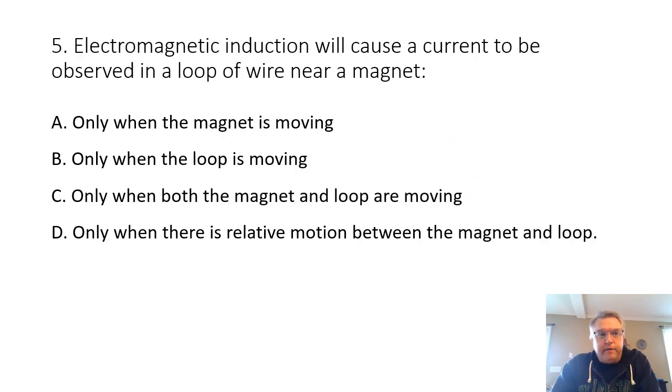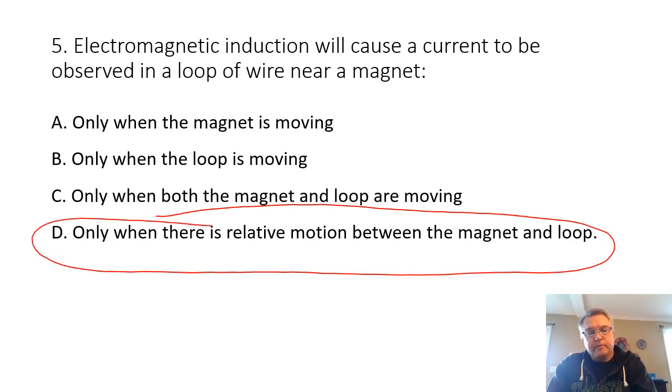Problem 5. Electromagnetic induction will cause a current to be observed in a loop of wire near a magnet. A, only when the magnet is moving. B, only when the loop is moving. C, only when both the magnet and the loop are moving. And D, only when there is relative motion between the magnet and the loop. And the correct answer for this one is going to be D.